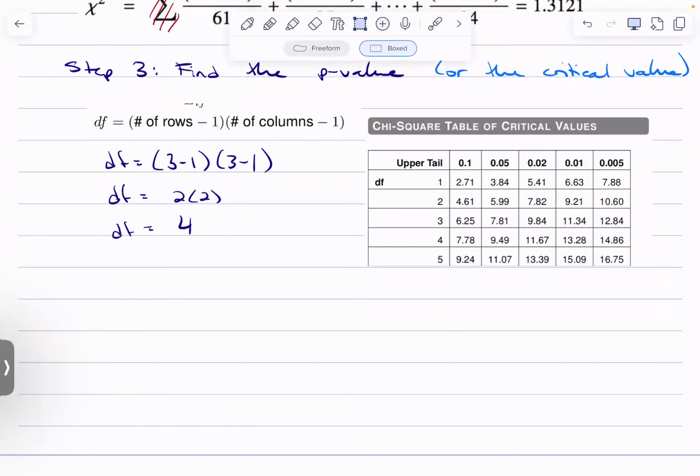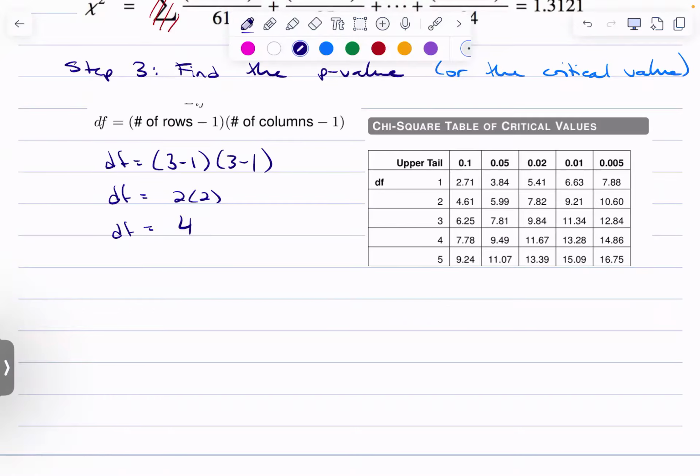Now what I want to do, and you only have to do one of the methods, right? The p-value approach or the critical value approach. You don't have to do both. Yeah? And even on the test, they would say, find the p-value or the critical value, and it would just be 1 mark for whichever one you do. Okay?